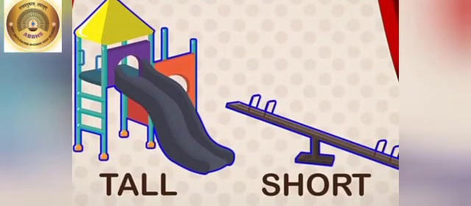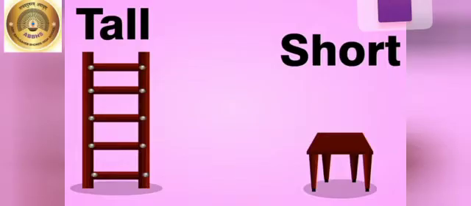This is a tall slide and this is a short seesaw. Now see children, here the ladder is tall and the table is short, or the table is short and the ladder is tall. So children, are you understanding the tall and short concept? Okay, let us see some more examples.